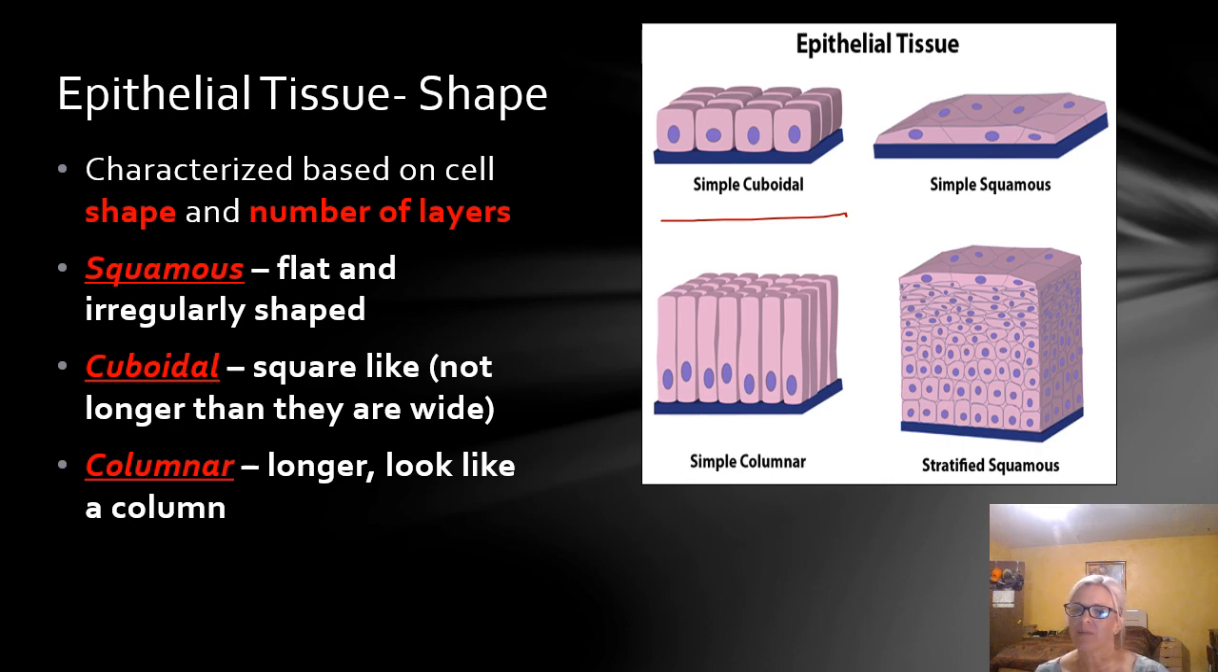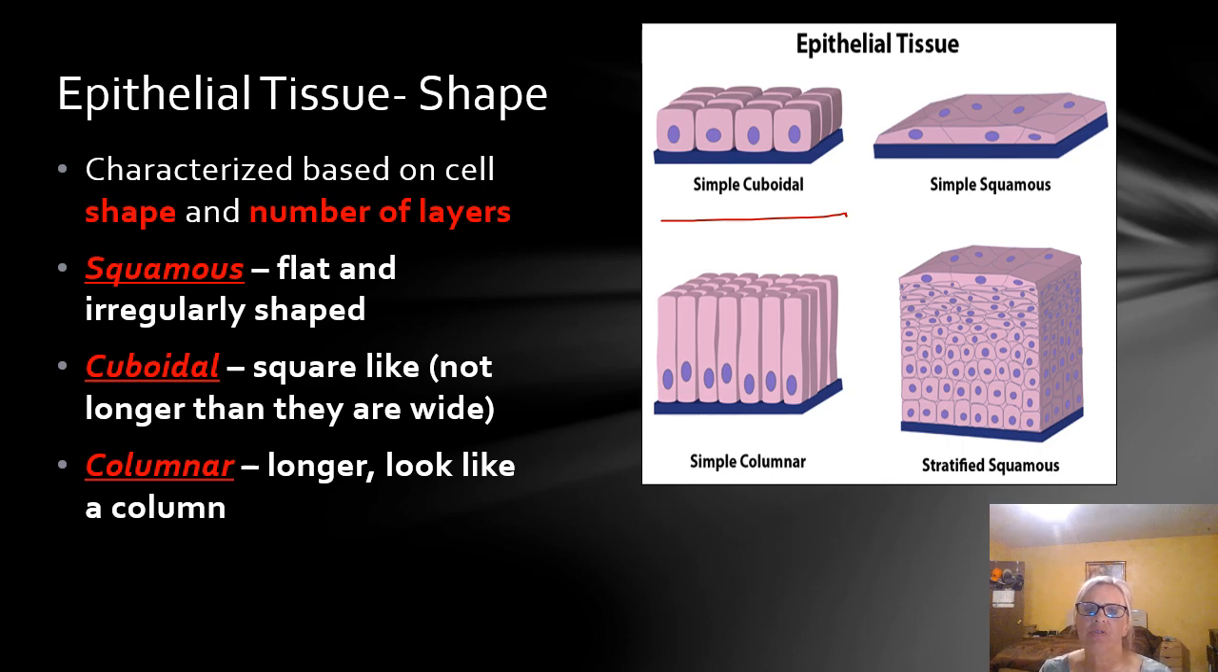Sometimes these can be kind of intermediate between the two, and so it's important to find a way to tell the difference between the two. I want you to take a moment and look at these pictures here and look at the nucleus and see if you see a difference here, because sometimes it's hard to tell if it's a column or a cube. It might be kind of a squished column.